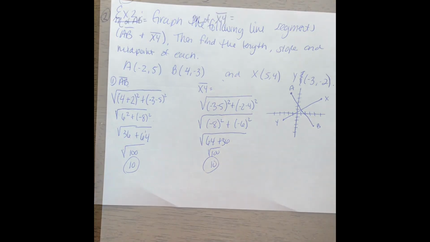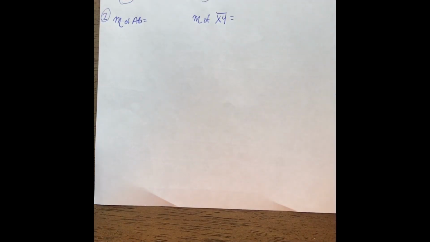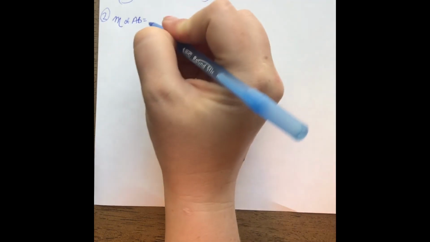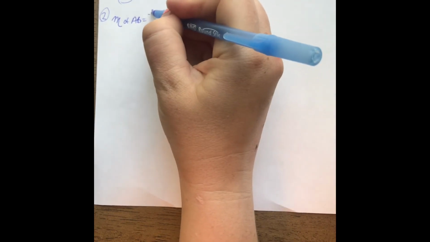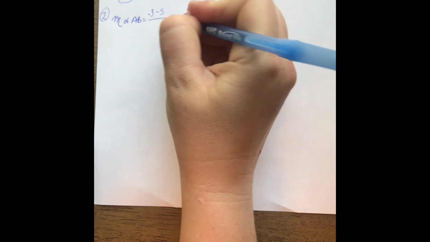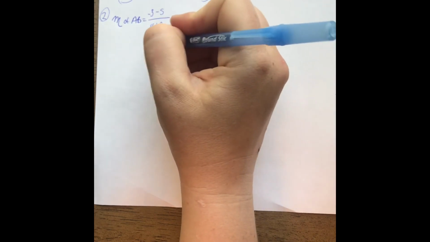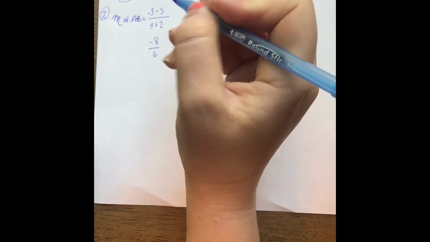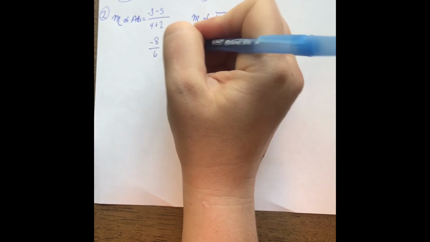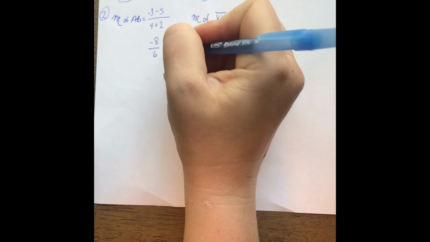Nice. The next thing we're going to do is find the slope of AB and the slope of XY. Again, change of y over the change of x. So we're going to have negative 3 minus 5 over 4 plus 2. It's going to be negative 8 over 6, which simplifies to negative 4 thirds.